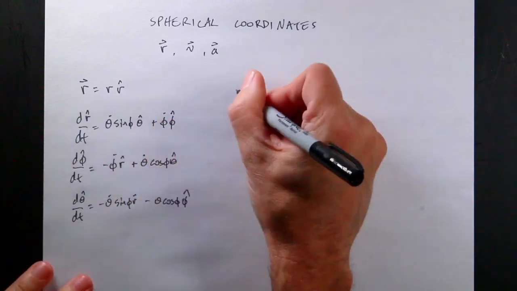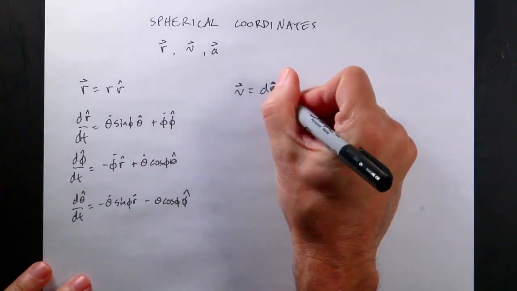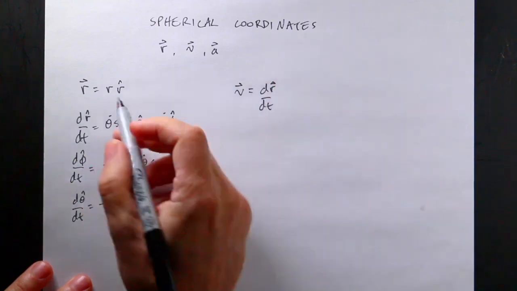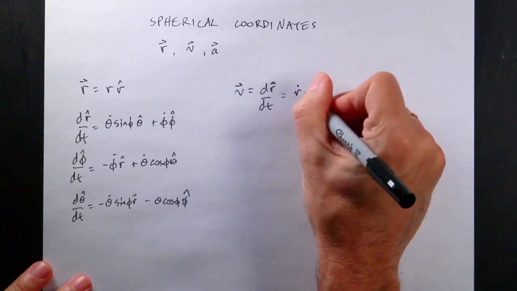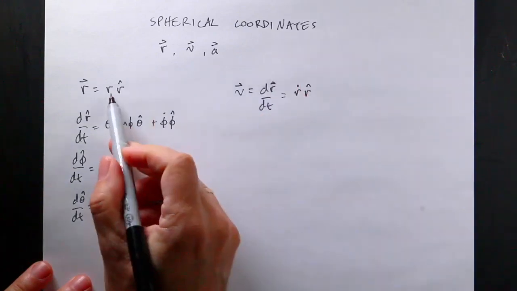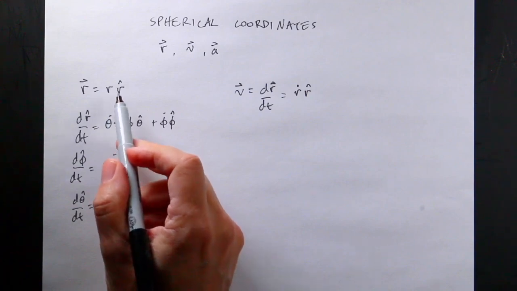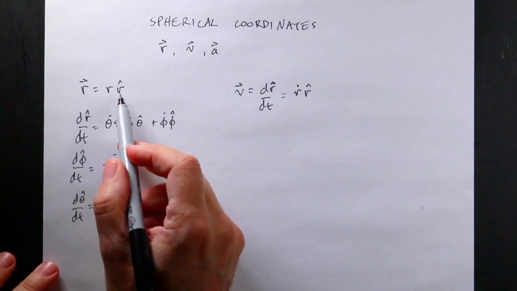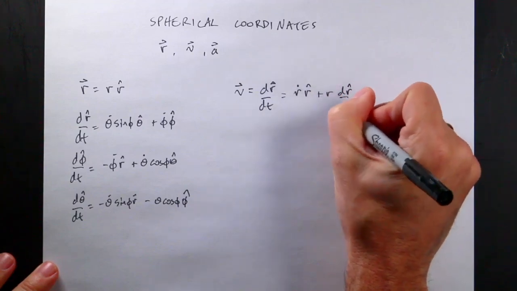Now if I want to find the velocity, it's just defined as dr/dt. So I just need to take the derivative of this. The derivative of r is going to be r dot r hat, but it's a product rule. As this thing moves along, r hat is going to change directions too. So I'm going to take the derivative of r times r hat plus r times the derivative of r hat. So it's going to be plus r times d r hat/dt.